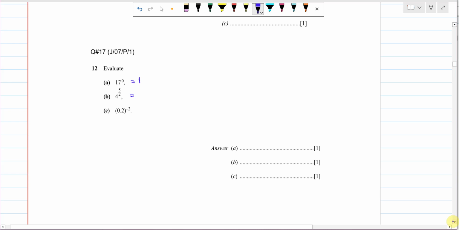4 to the power 5 upon 2, it will be 2 square whole power 5 upon 2. As 2 square is 4, 2 and 2 cancel and 2 power 5 is equal to 32.